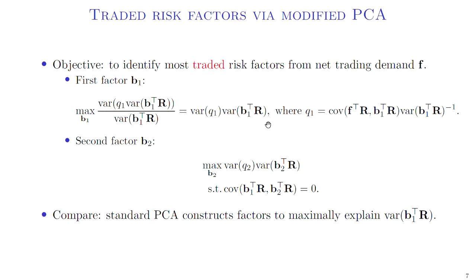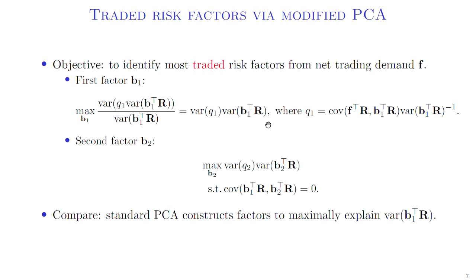Our objective, as we said, is to identify the most traded risk factors coming from this net trading demand F. What we do is very simple: we try to maximize the variance of Q. Q is measured in dollars, but we want to translate it into risk terms, so we multiply by the variance of the factor return. We also normalize by the variance of the factor itself, so you can freely scale the factor. You can double it, you can reverse its sign, whatever you like, and the objective function stays the same. That's the first factor.